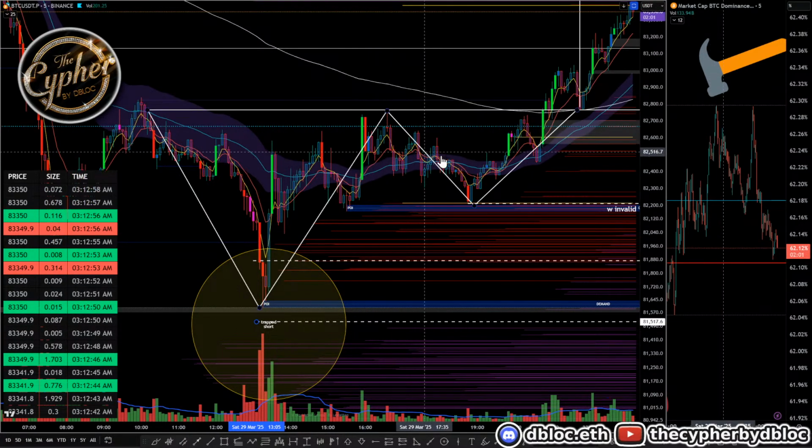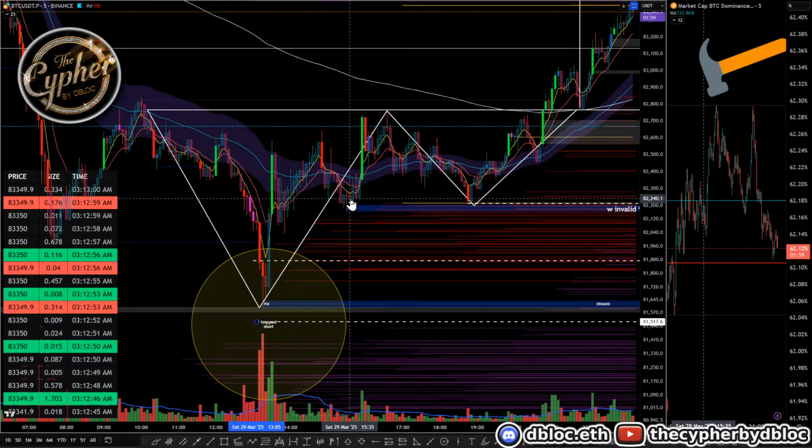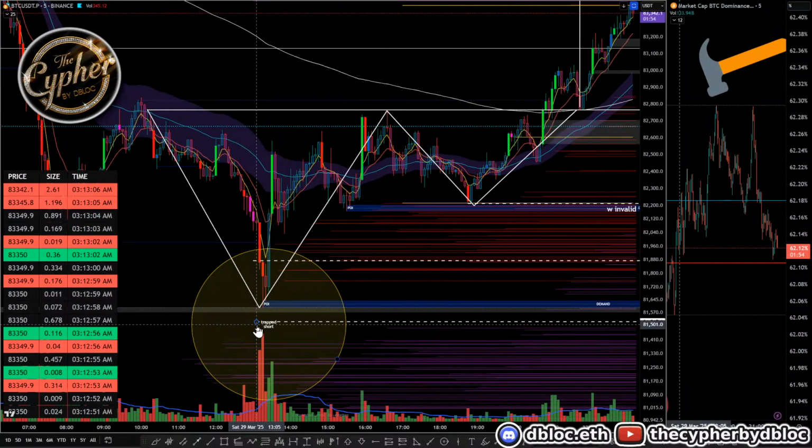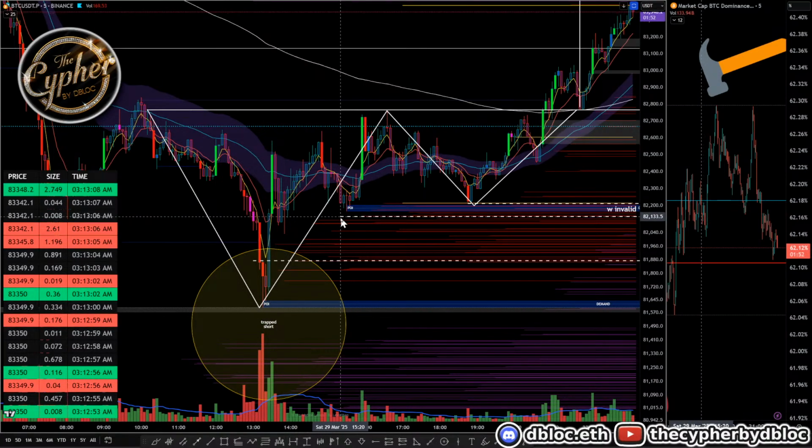As soon as you get above your 50, or as soon as you establish this support right here and make a higher high, then you're safe to bring your stop up.